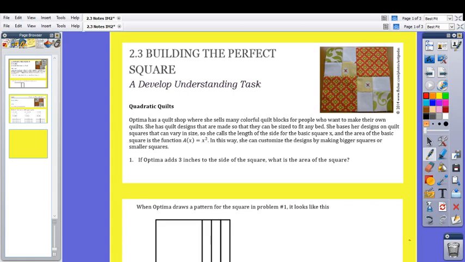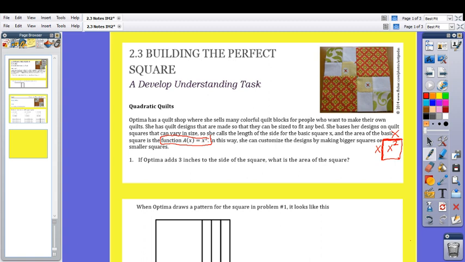Alright students, let's get started on our lesson 2.3, building the perfect square. So as you know, Optima is building a quilt and she started with the original function, which is x squared. So she started making the quilts with x squared area. If it is x squared, that means one side is x and the other side is x. So when the sides are x and x, then the area will be x squared. And this is how she started.